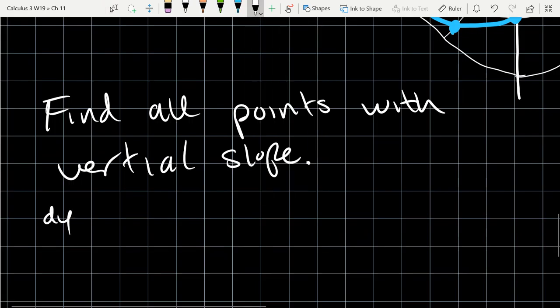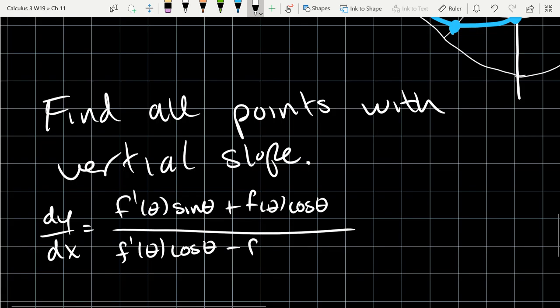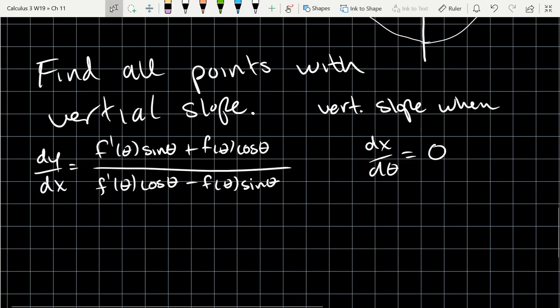So I'll write the full thing out a second time. So we got f prime theta sine theta plus f theta cos theta. And the denominator will be f prime theta cos theta minus f theta sine theta. So we have a vertical slope when dx over d theta is equal to zero. And of course, our dx d theta is the denominator of this. That's f prime theta cos theta minus f theta sine theta. And we're setting this equal to zero.